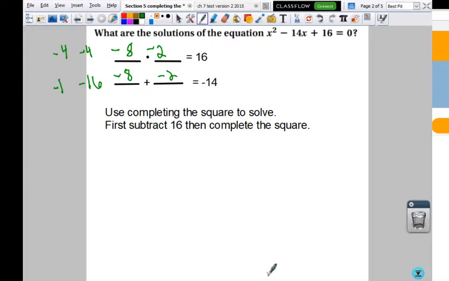So because nothing works, we're going to use completing the square to solve. So I've got x squared minus 14x plus 16 equals 0. What I'm going to do is minus 16 on both sides.